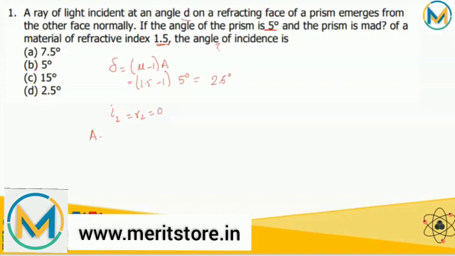Now as we know, A is equal to R1 plus R2, but from here we know that R2 is equal to 0. So A is equal to R1, and if I put the A value, that is 5 degree, which is given in the question, that is the angle of prism, so R1 comes out to be 5 degree. But we know that I1 is equal to mu R1, which is equal to 3 upon 2 into 5, which is equal to 7.5 degree. And thus the correct answer, that is the angle of incidence, is 7.5. So the correct answer for this question is option A.